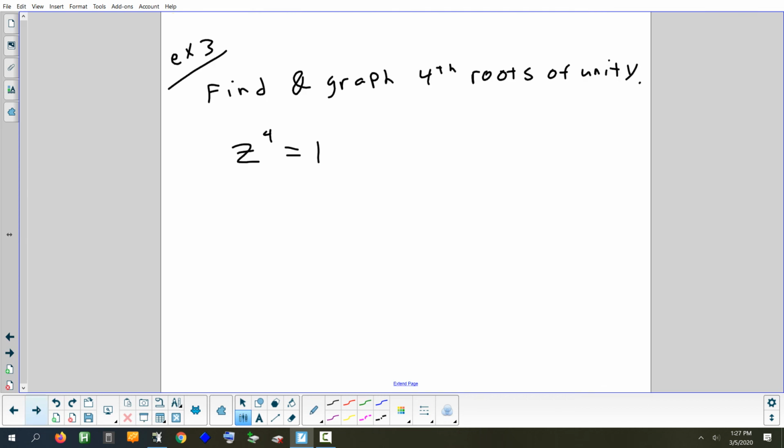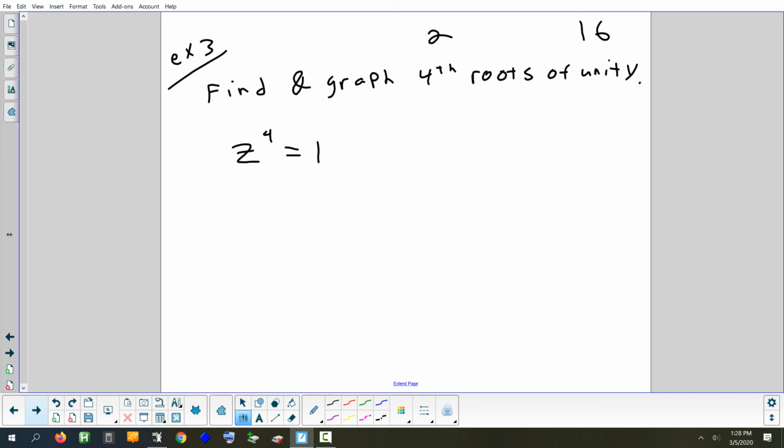Okay, so find the 4th roots of unity. Find the 4th roots of 1. That means solve that equation. Like if you said to me, find the square roots of 16, I would say, okay, something squared gives me 16. If I can figure that out, then I know the square root of 16. Same idea. Find the 4th roots of 1.